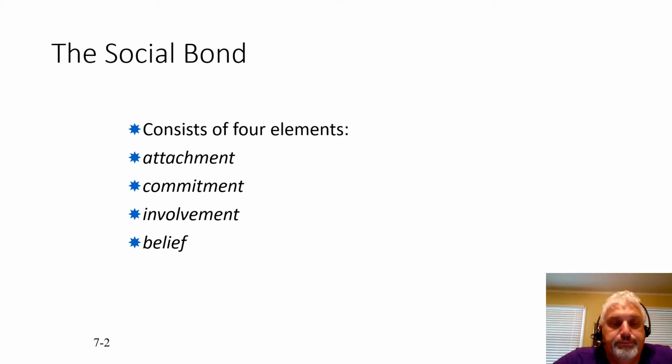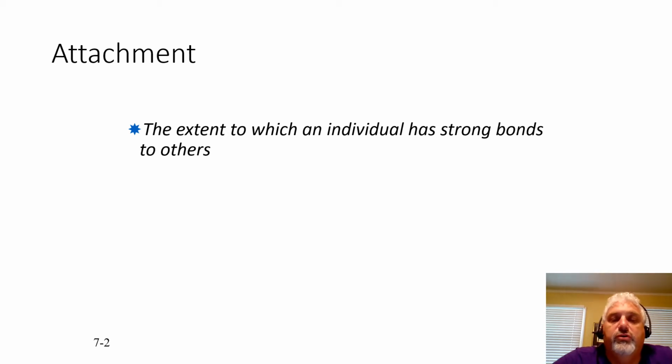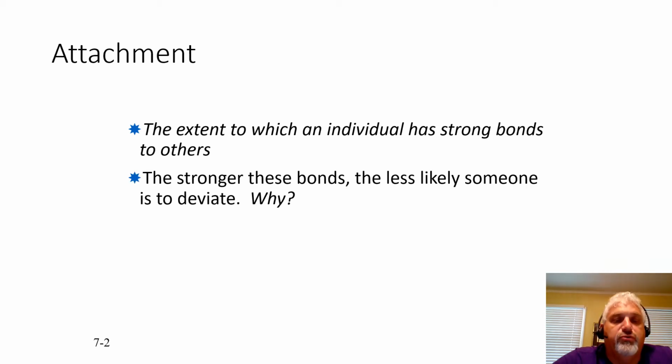So let's start with attachment. Attachment is the extent to which you have strong bonds to others. The stronger those bonds, the less likely someone is to deviate. Why? Well, what are we talking about? Bonds to family, bonds to friends, bonds to important people in your life, bonds to your job, bonds to your coach or a pastor or a teacher, some important person in your life. The stronger those bonds are with people, the less likely you are to deviate. Why? Well, because you've got a lot to lose.